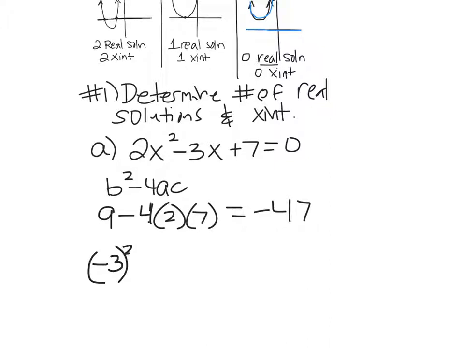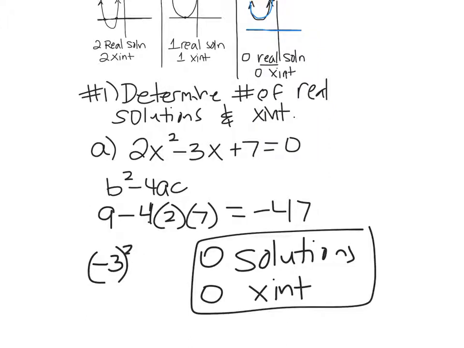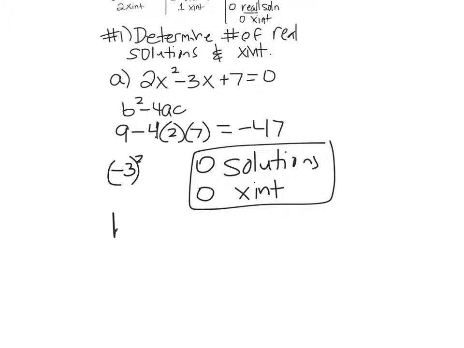All right, so that tells me that I get 0 solutions to this, 0 real solutions, and I get 0 x-intercepts. So how many real solutions? 0. How many x-intercepts? 0. And then I'll show you graphically what that looks like. Graph 2x squared minus 3x plus 7. And when you graph that, oh, see it? It's way up there. Doesn't touch the x-axis at all. 0 solutions.